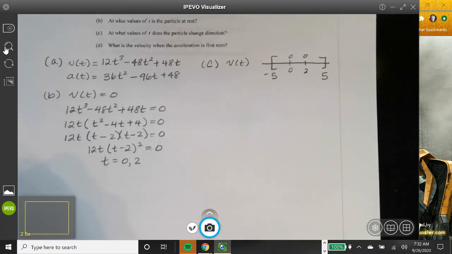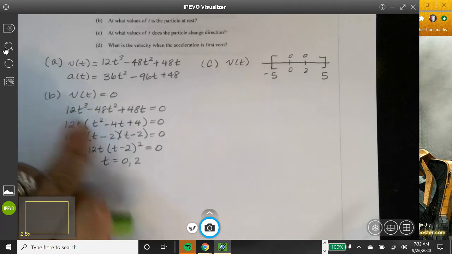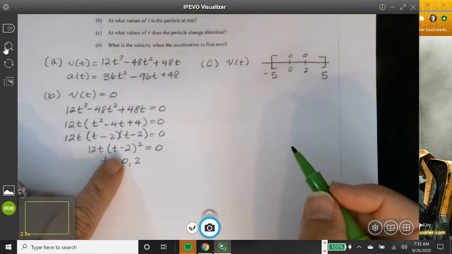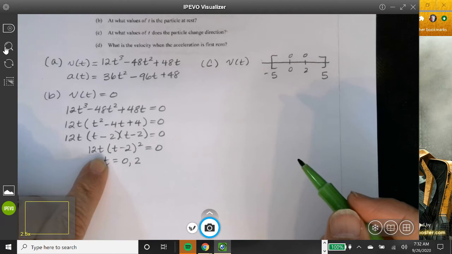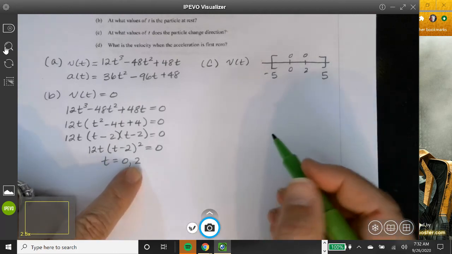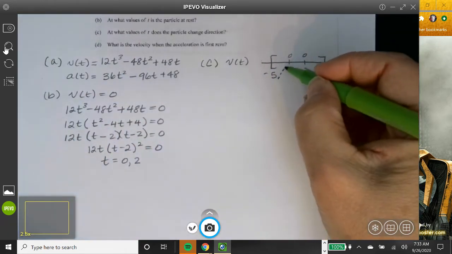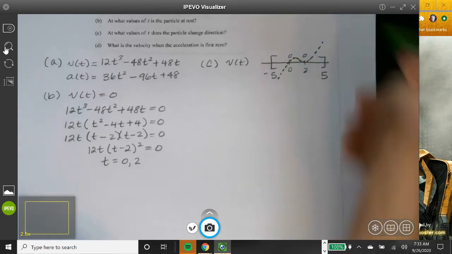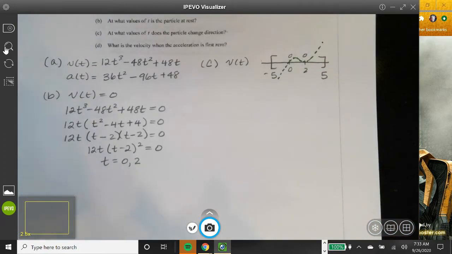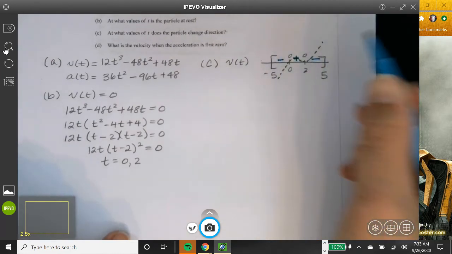And what shape is the velocity graph? Well, the velocity graph is a cubic function. And it looks like it has a 0 at 0 that's got a multiplicity of 1, a multiplicity of 2 on the 2, so it's going to have end behavior like this. And I'm going to pass through 0 and bounce at 2. And so my sign chart's going to be negative y values, positive y values, and positive again.